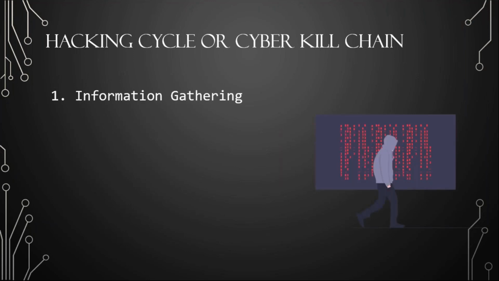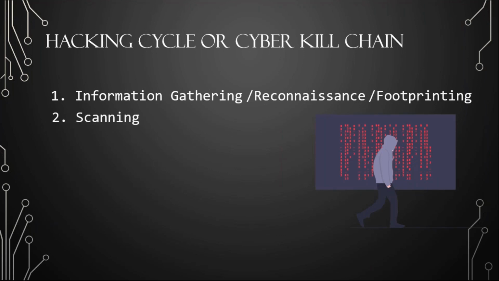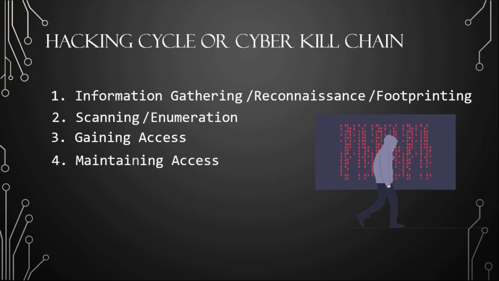The first step is known as information gathering. You can also call it reconnaissance or footprinting. The second step is known as scanning. You can also call it enumeration. The third step is known as gaining access. The fourth step is known as maintaining access. The fifth is known as reporting or clearing traces.